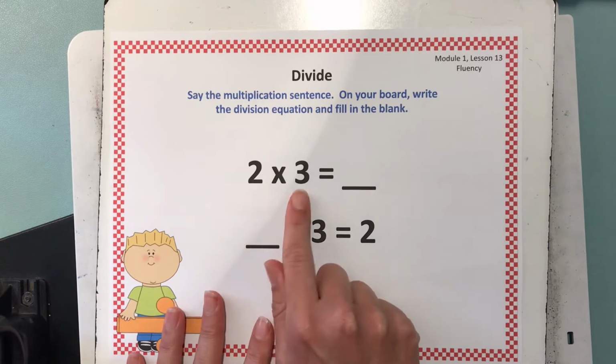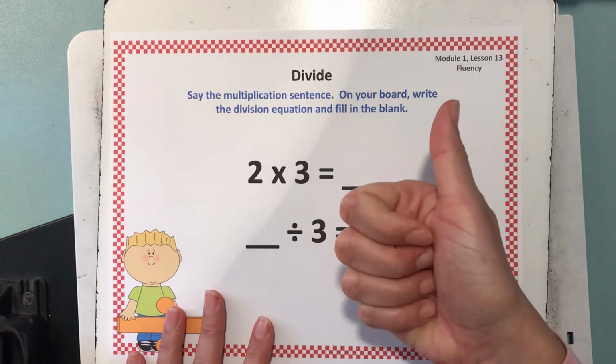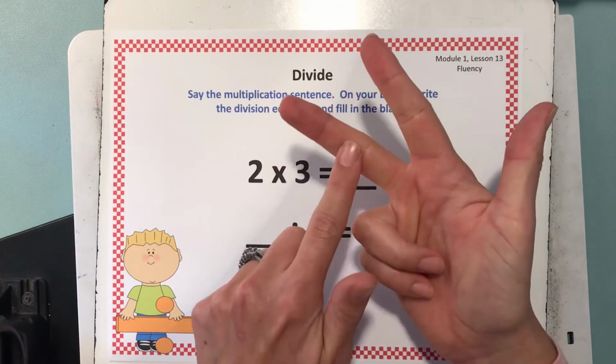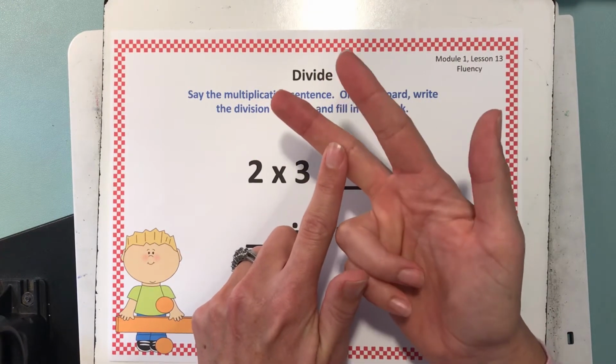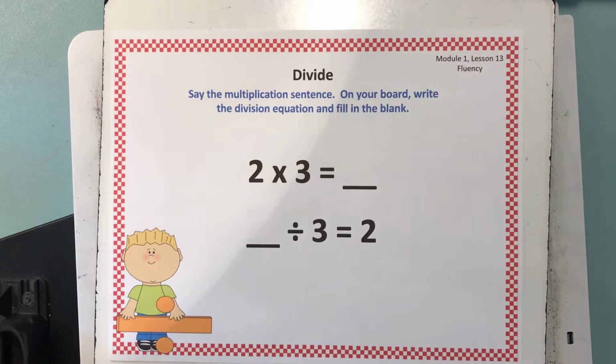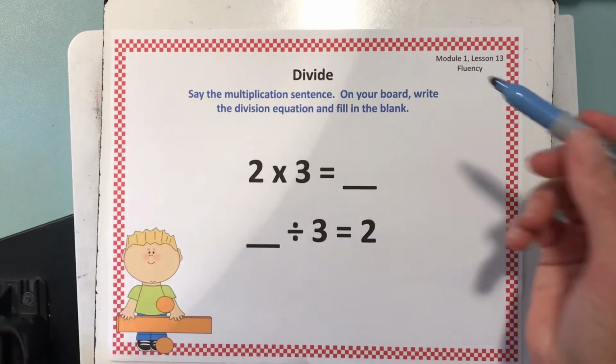So 2 times 3 is, let's see, 2, 4, 6. See how I skip counted with my fingers to figure out the answer? 2, 4, 6. So I know the answer is 6.